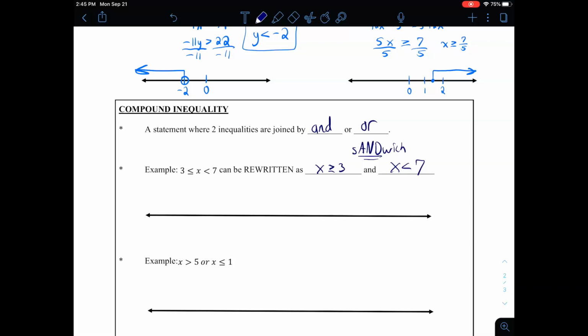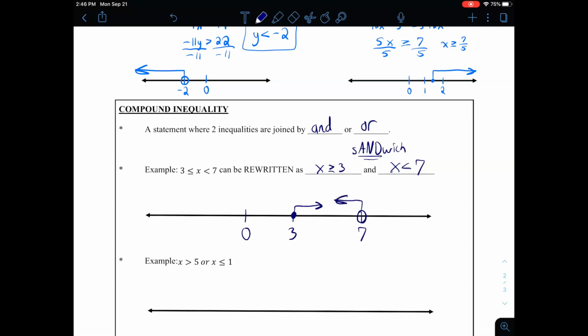We have 3 and 7, which are both numbers to the right of 0, so I'm going to move 0 a little farther to the left to make it easier to see. I'll put 3 right here and 7 about right here. x is greater than or equal to 3: is that an open or closed circle on 3? A closed circle, shaded to the right. Then x is less than 7: open or closed circle on 7? An open circle, shaded to the left.